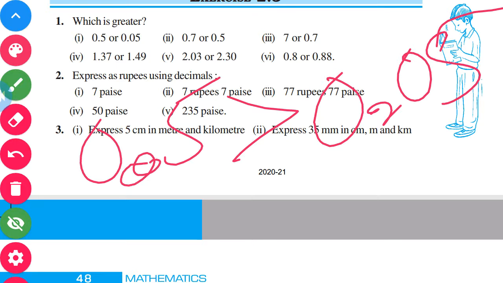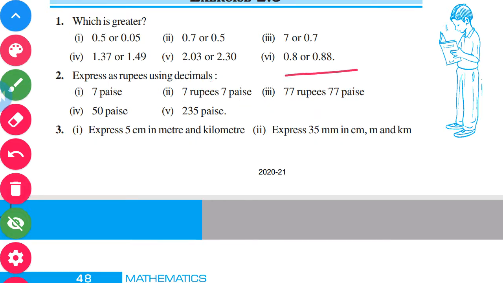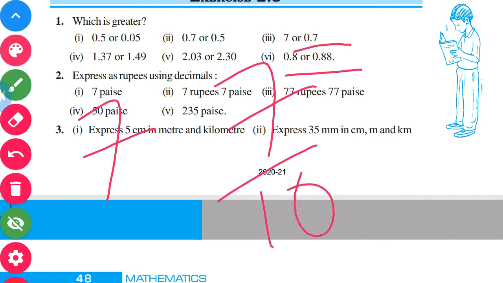0.05. So I hope you have understood how to do that. We'll take one more example, children. I'll take this one now, or this one. Now 7 is already a whole part. No need to convert into any fractional form here. And 7 is 0.7. It is 7 by 10.